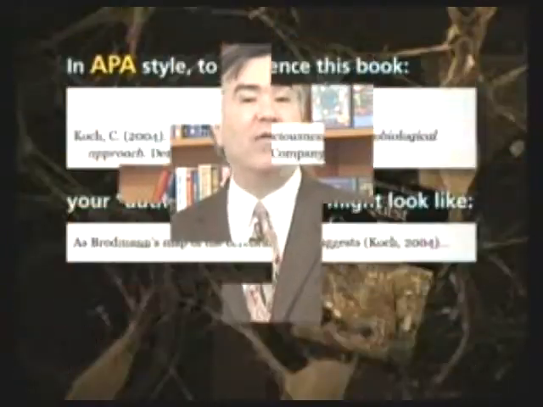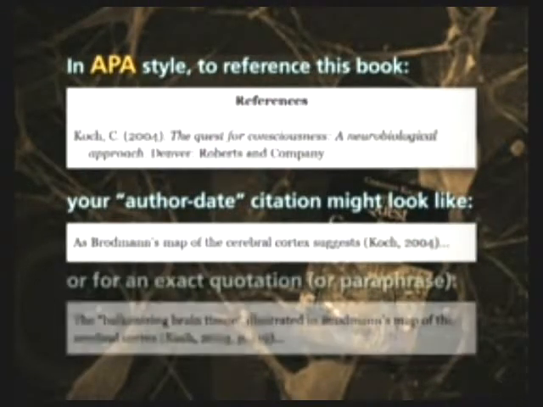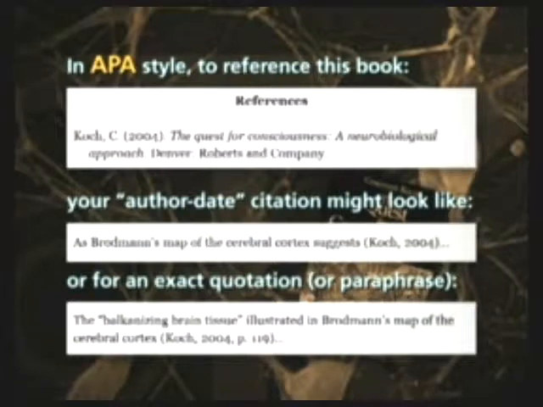Now, if an exact quotation is being referenced, in APA style, you would also include the page number in your reference, preceded by the abbreviation "p." for page. For example, here's how this might look in an APA style paper. The "balkanizing brain tissue" illustrated in Brodmann's map of the cerebral cortex (Koch, 2004, p. 119), and so on, and the sentence would continue from there.